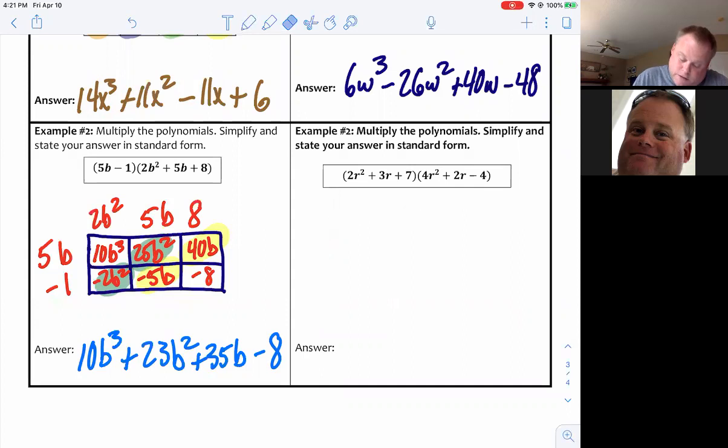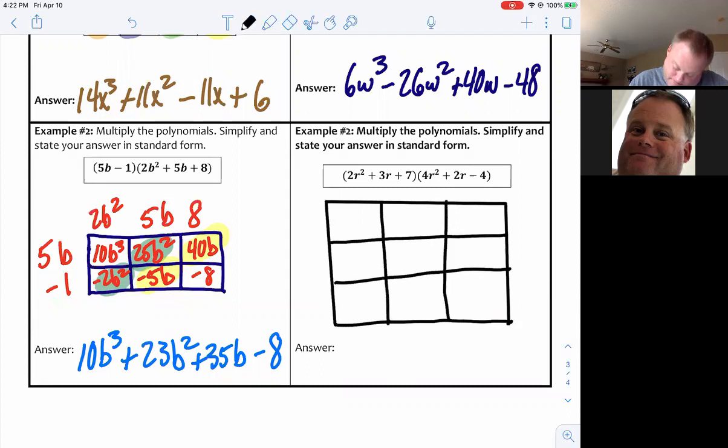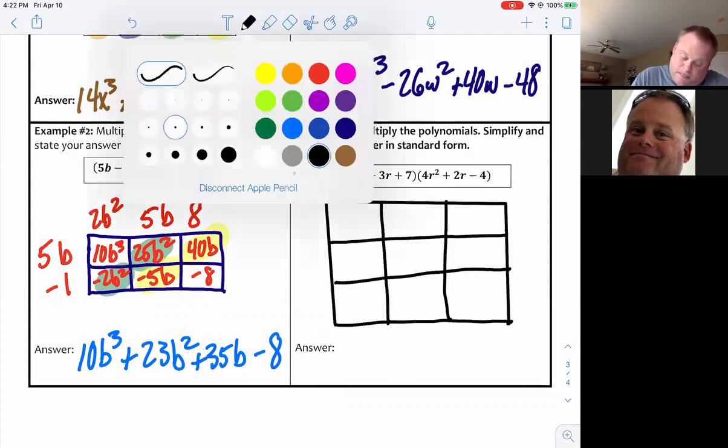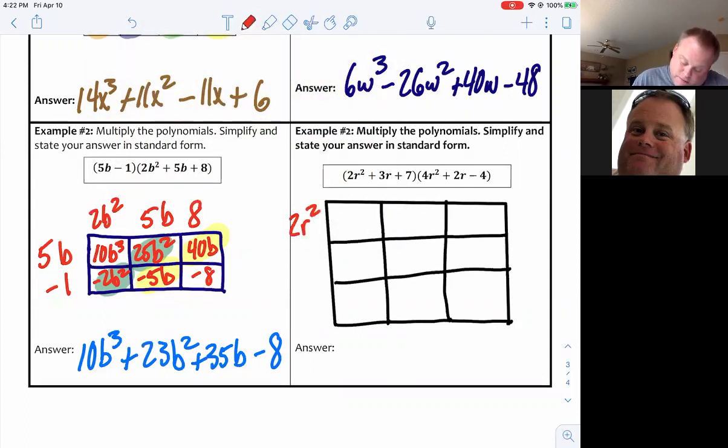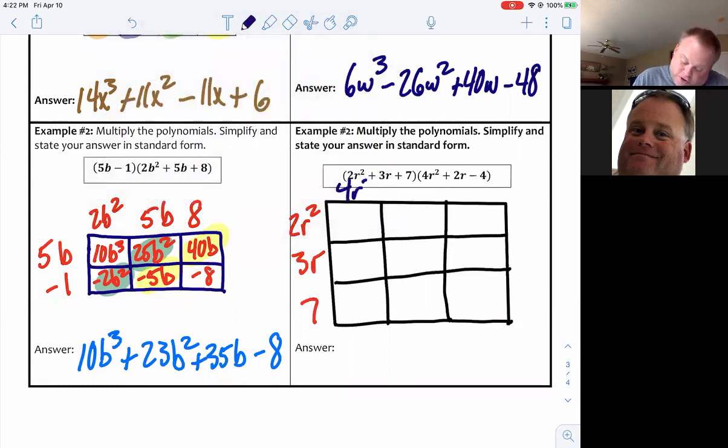Holy cow. Let's just redraw this. Okay. There are my 3 rows, right? And now I need my 3 columns. And there they are. So I'm going to write my 2r squared, my 3r, my 7 there. And then I'm going to write my 4r squared, my 2r, and my negative 4 there.